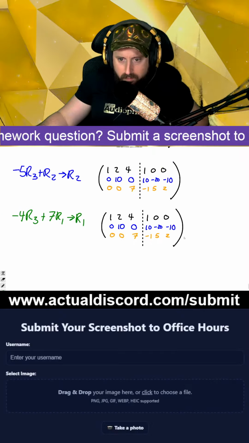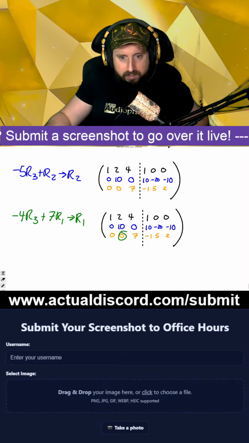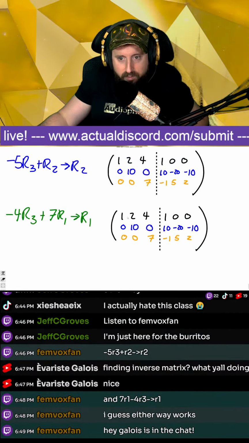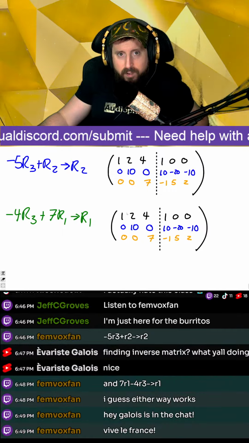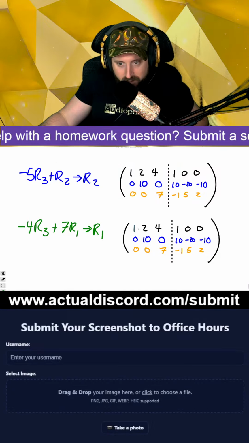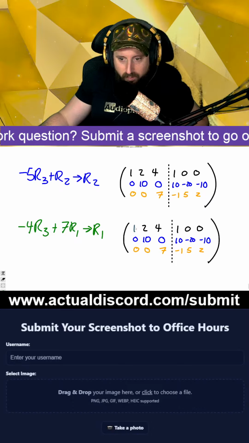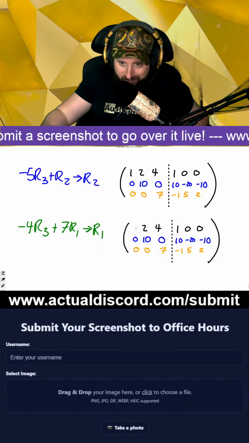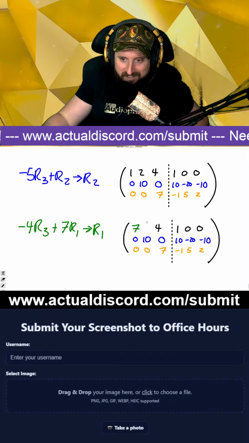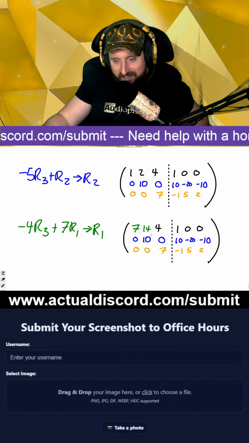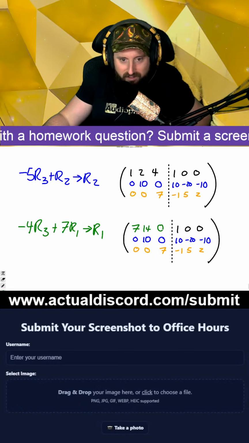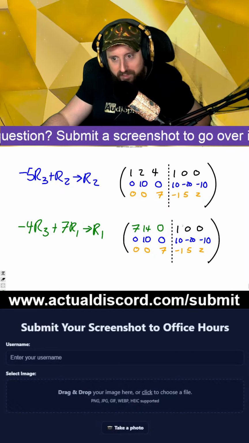So, -4 of these plus that doesn't change anything. That doesn't change anything. Oh, wait, no, it is equal to R1. Sorry, my bad. This is going to turn into a 7. Okay, wait a minute. -4 R3 plus 7 R1 is R1. Okay, so this is a 7 then, right? And then this is a 14. Oh no, dude, what? -28 plus 28 is 0. Okay, that's 0 at least. Plus. Okay, -4, so that's 4 plus 7, that's 11.